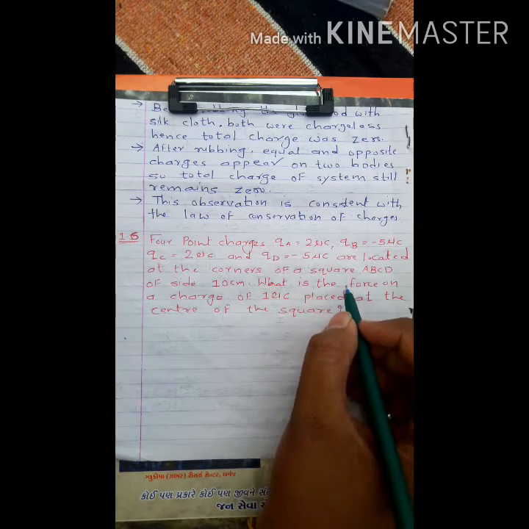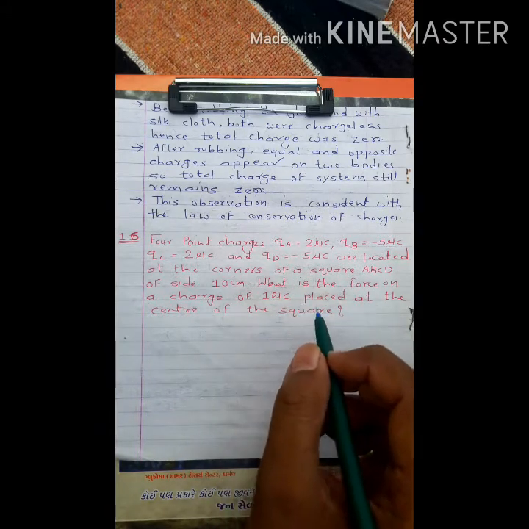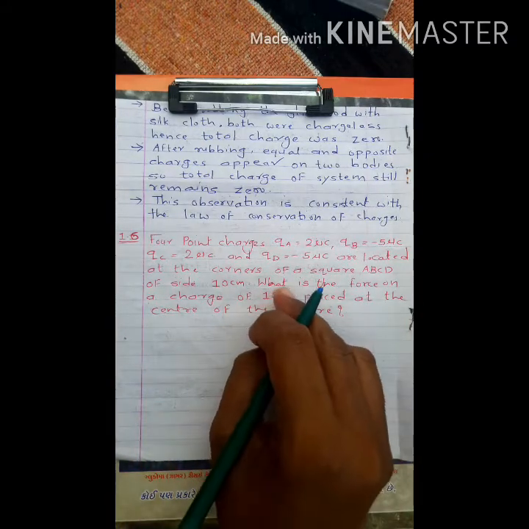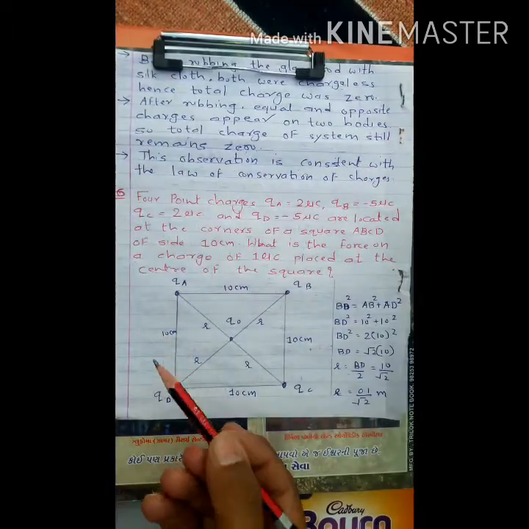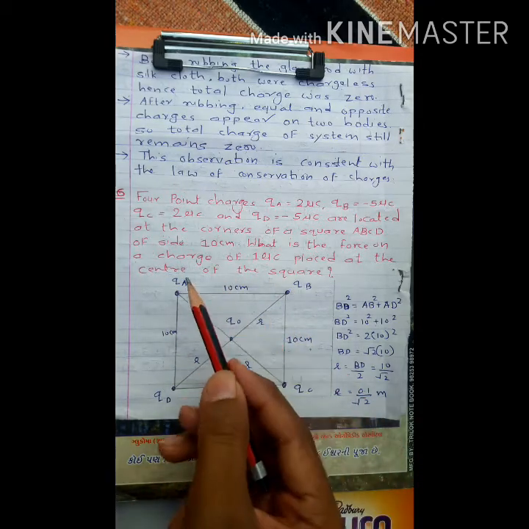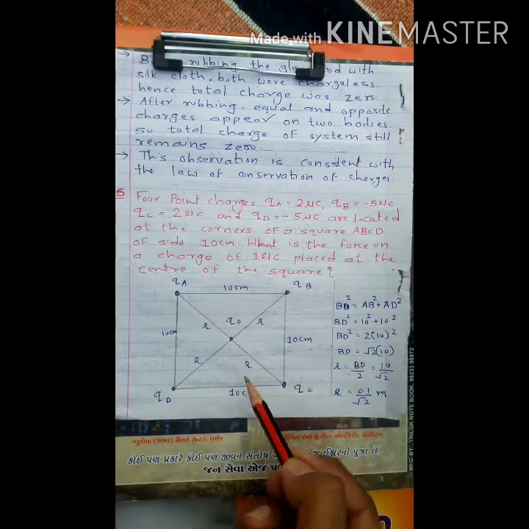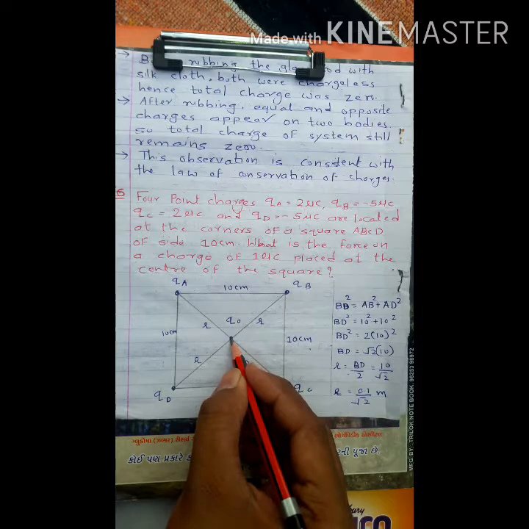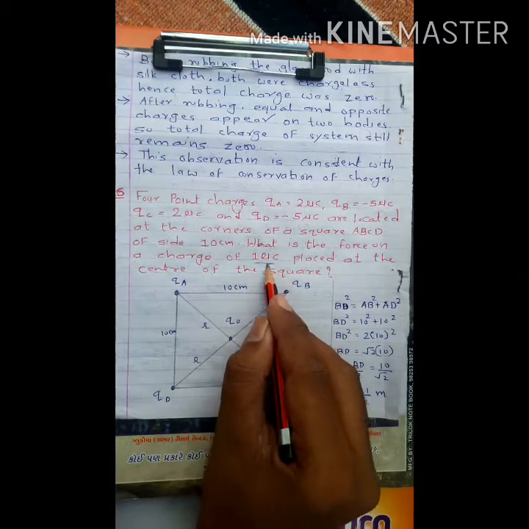So here we want the total force acting on this 1 microcoulomb charge placed at the center of the square. First of all we draw a figure and then we use the equation of Coulomb's law to find the total force on this charge. This is our square ABCD. Here we consider 4 charges QA, QB, QC and QD. The length of each side of the square is 10 cm. This is the center point of the square and here we consider the charge Q0, which is the 1 microcoulomb charge.